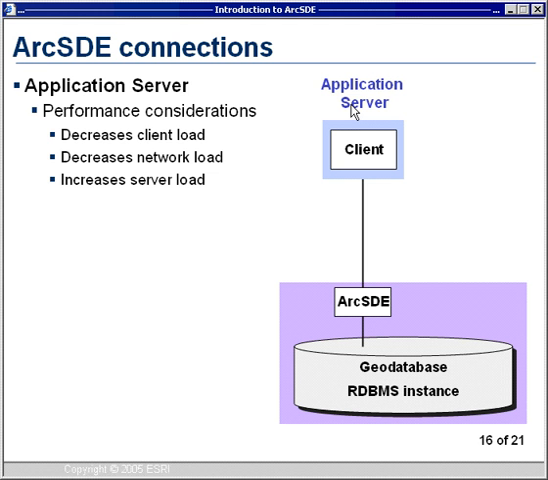It takes the request from the client, changes those into SQL statements, does the filtering and passes the information back. The performance consideration for an application server connection is that it's going to decrease the work that the client machine has to do, it's going to decrease the work over the network slightly, and it's going to increase the load on the server machine itself. The server machine is going to get additional processes for the different connections that will take up memory and CPU cycles on that server.